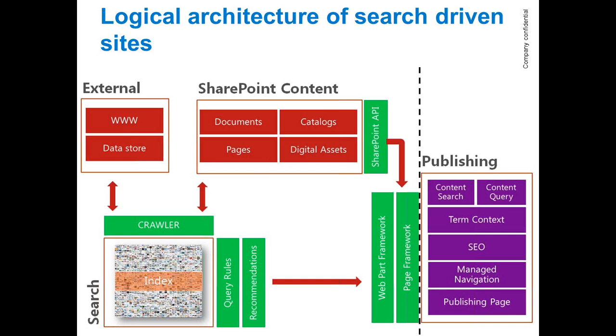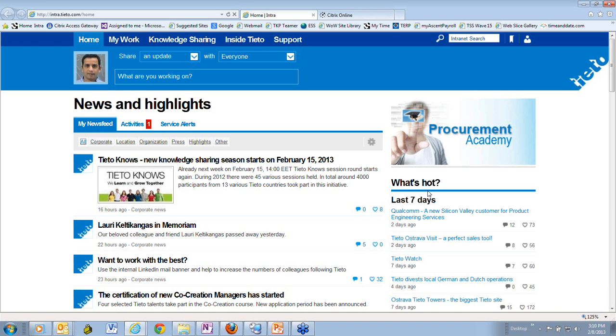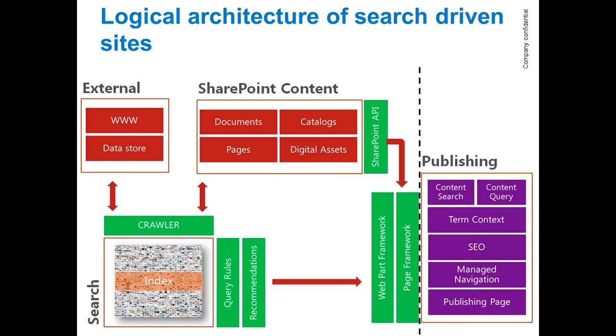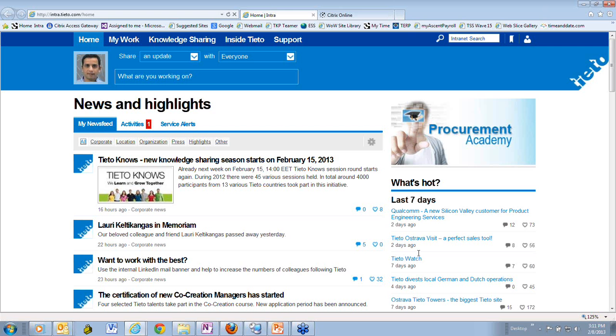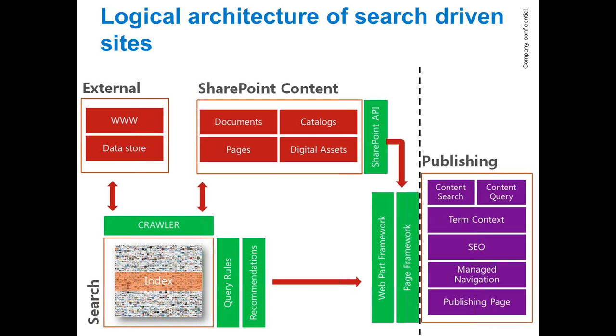You saw the Tieto site which I've shown you. I'll just switch it back to the site. If you see this part, it says last 7 days, what's hot, last 30 days. What is this? In a typical way, these are recommendations. What the Tieto portal is trying to say is what is hot in the last 7 days and last 30 days. How do you achieve this? How do you implement this kind of functionality or features in 2013?